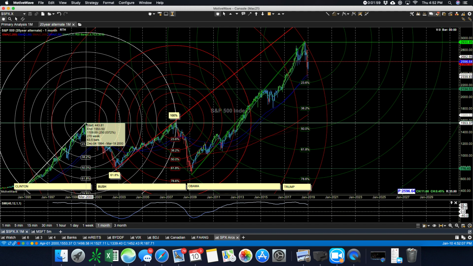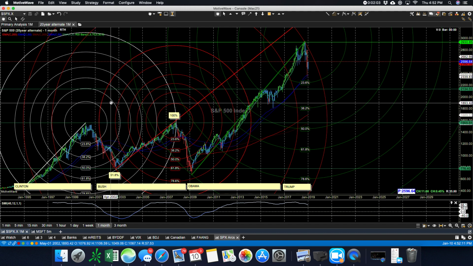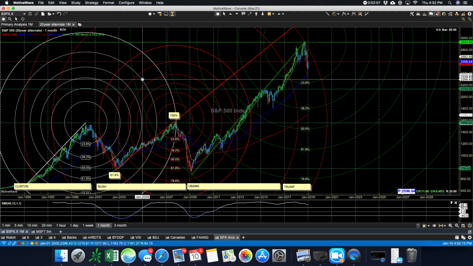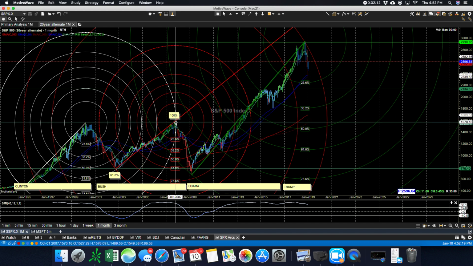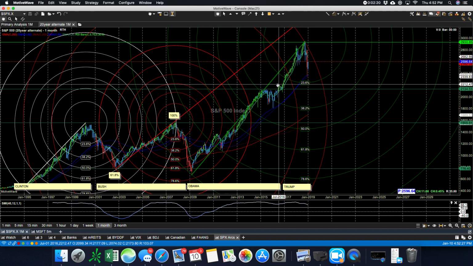But if you look at extending now, we go to 23.6, 38.2, 61.8, 78.6%. And then we peaked when we hit the 100% line again. Then we had a pullback, and we go into the Obama phase.